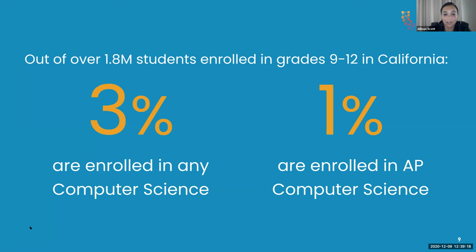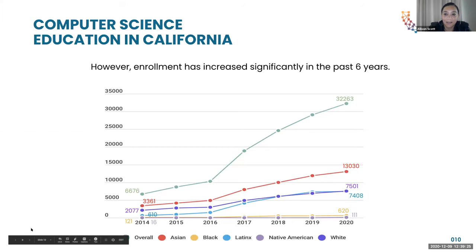Next slide, please. And in terms of enrollment in computer science courses, only 3% of our 1.8 million high school students are enrolled in computer science courses, and just 1% are enrolled in AP CS courses. Next slide, please. And we see that this AP CS enrollment has actually improved over time, in fact, quite significantly overall, if you look at the top trend line.